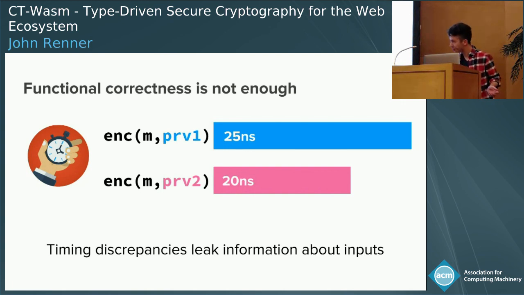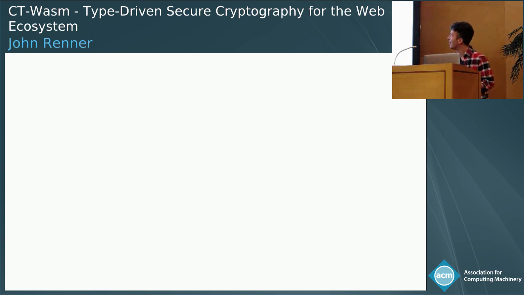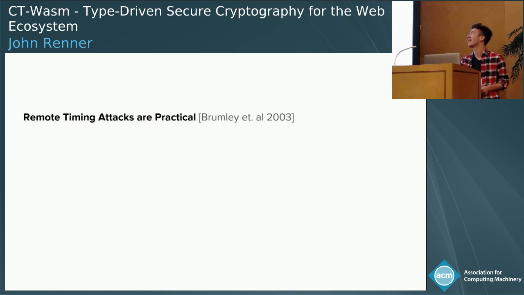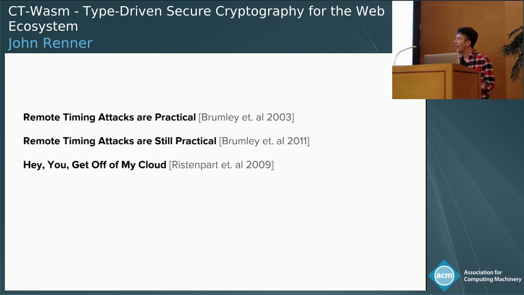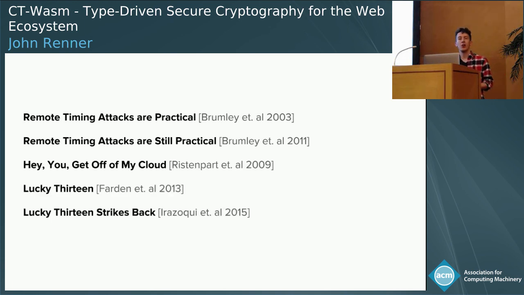This is bad news. And while it seems like you could do this, maybe, it's kind of too academic. Thankfully, there's plenty of academic research telling us how it's not an academic problem. We have the papers: Remote Timing Attacks Are Practical, Remote Timing Attacks Are Still Practical, Hey, You, Get Off My Cloud, and others. All of these typically target trying to steal OpenSSL certificates, and they do it with great success, real vulnerabilities that they were able to exploit.